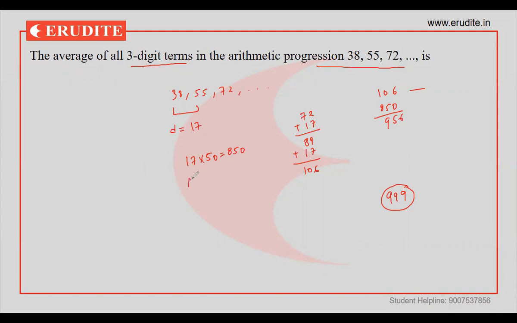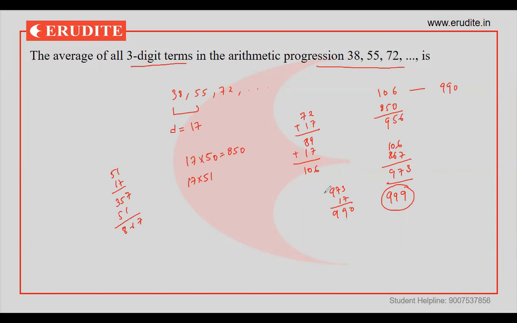So let's say I'm checking with 51. Means there are 51 terms after that, so the sum is coming how much? 51 into 17 is 867. So if I add 867 here, it is 973. Still, we can have one more 17 after that. So if I add one more 17, that is 990. So the maximum 3-digit number which follows this pattern is 990, right?